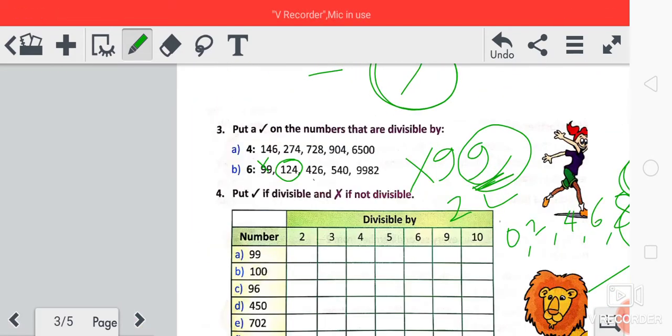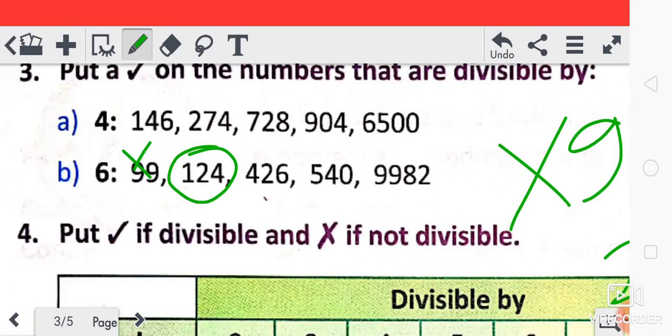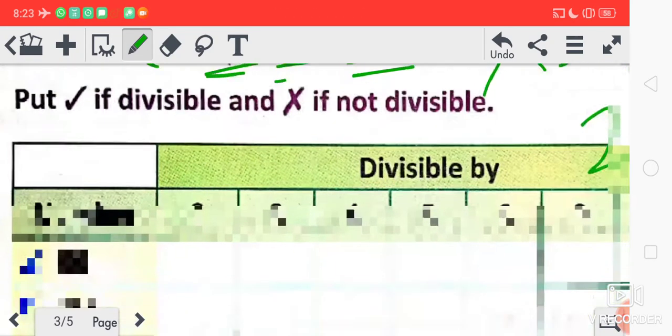So this number, 124, is also not divisible by 6. The rest of the numbers you will check. You have to check both by 2 and by 3 for the rest of the numbers. Okay, so you will check and you can do it on your own.